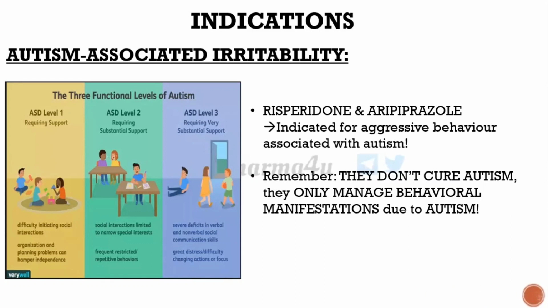And these patients will have very severe irritability. That means aggressive nature also. So to reduce that aggressive nature or irritability, we can use risperidone and aripiprazole. They are indicated for aggressive behavior associated with autism. Please remember, they do not cure autism. They only manage the behavioral manifestations that happen due to autism.